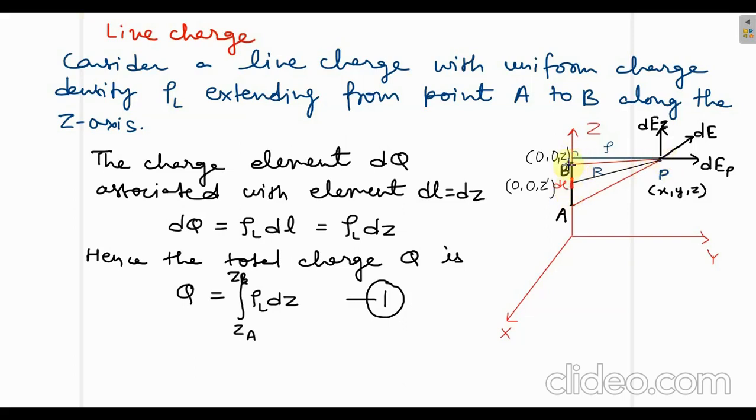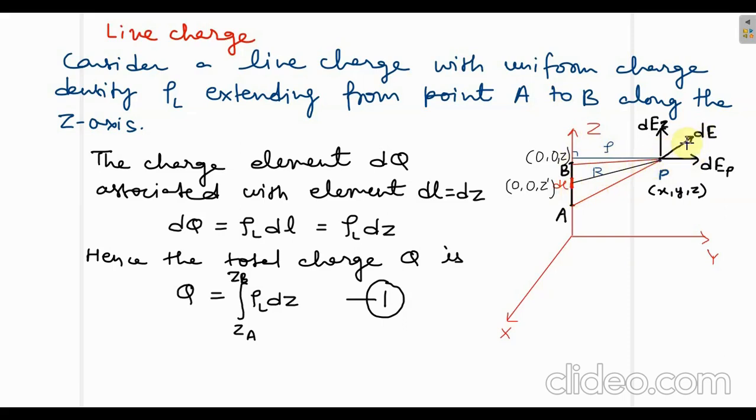Before considering the whole line charge, we will consider a small element dl on this line charge AB. The line charge extends from A to B, and we are considering an element dl. The distance of this dl from the point P, at which the electric field intensity is to be determined, is r, and rho is the perpendicular distance from the z-axis to the point P.